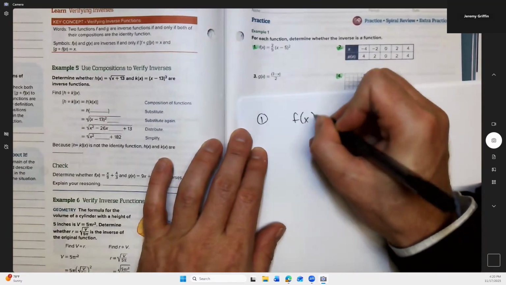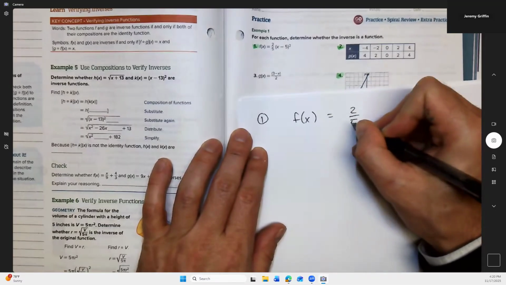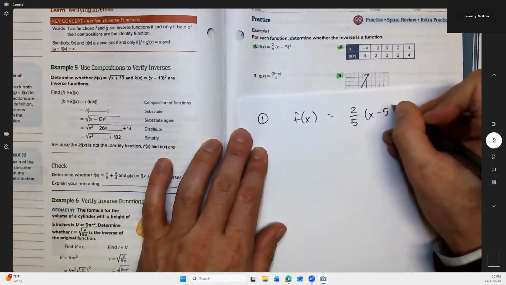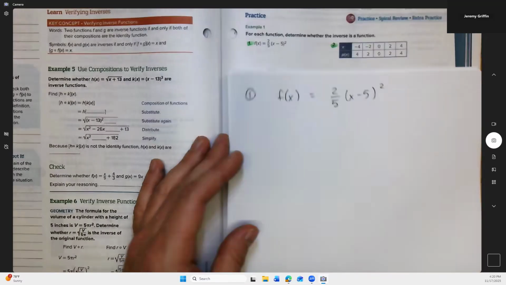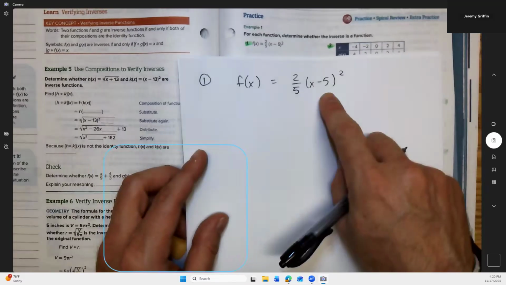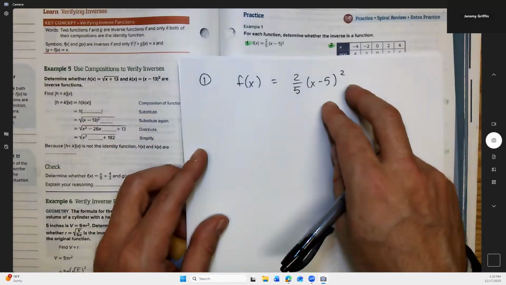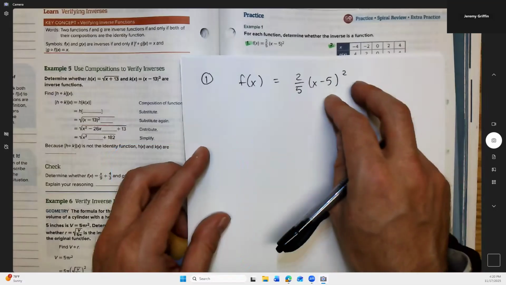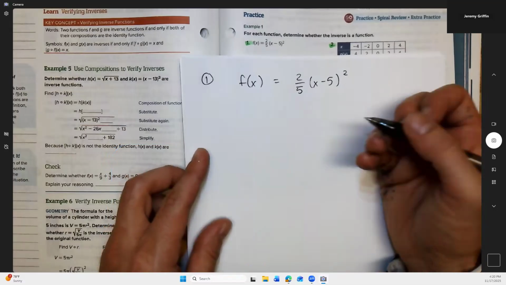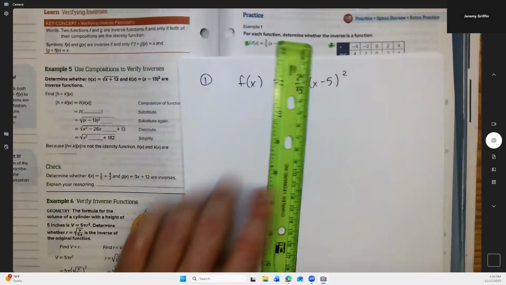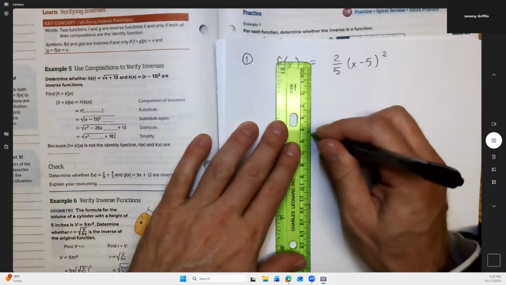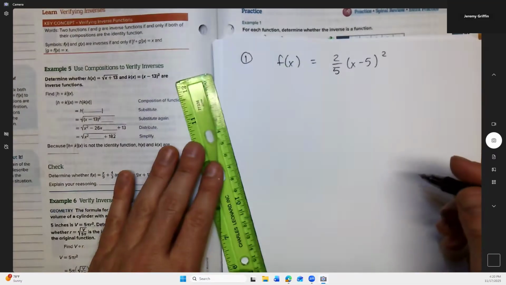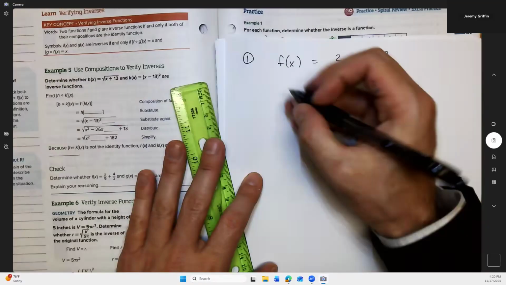We have f of x is 2 fifths times x minus 5, being squared. Well, I know right away the inverse could be a relation that's not a function, because it would fail the vertical line test. I can show that by graphing this. Here, I'll do the algebra first, and I'll graph it later.